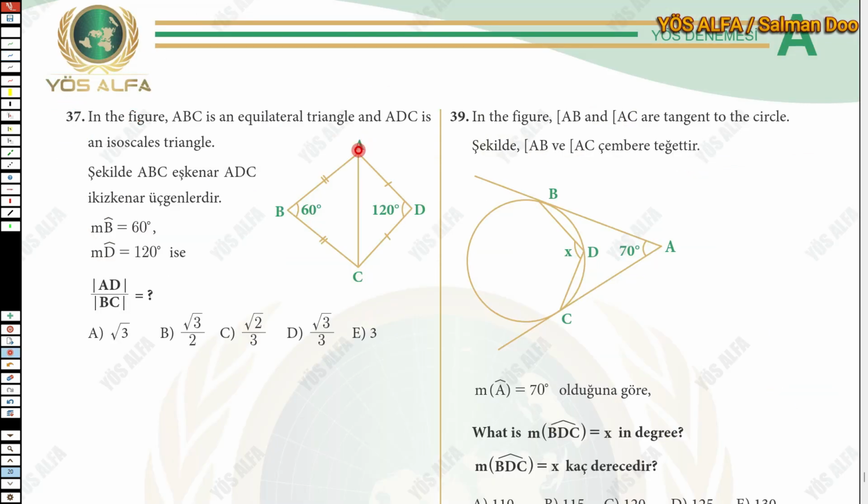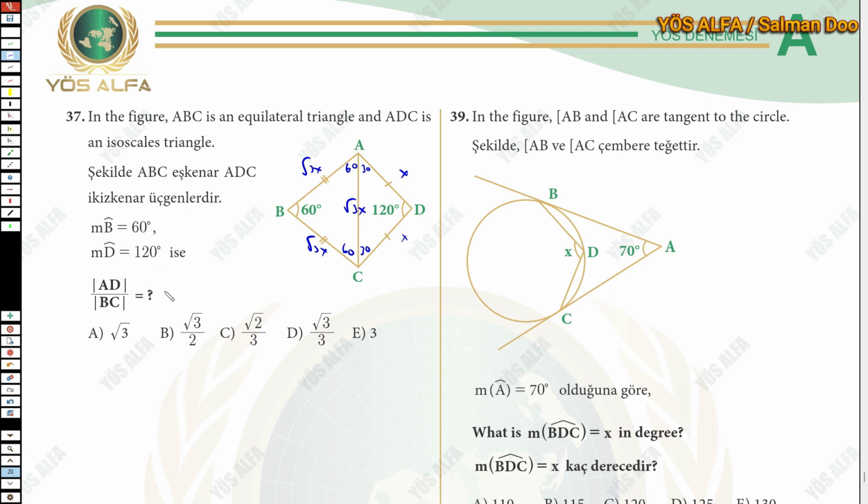37. In the figure, ABC is an equilateral triangle and ADC is an isosceles triangle. So let's write down the angles. Since this is 120, this is 30 and that is 30. Let's say if this is x, we have a 120, 30, 30 triangle. So this one is root 3x. So the side lengths are all equal, so they are root 3x.